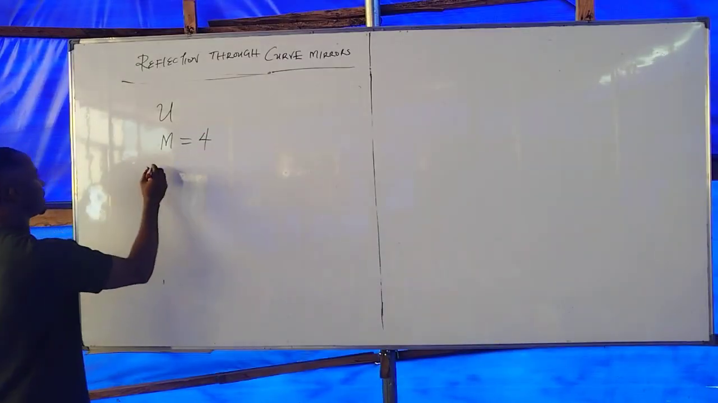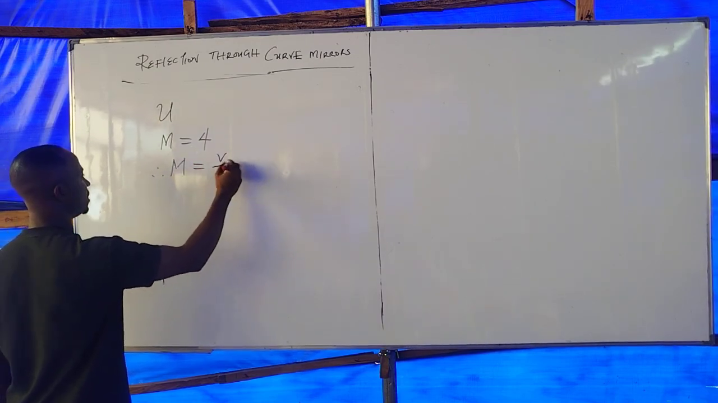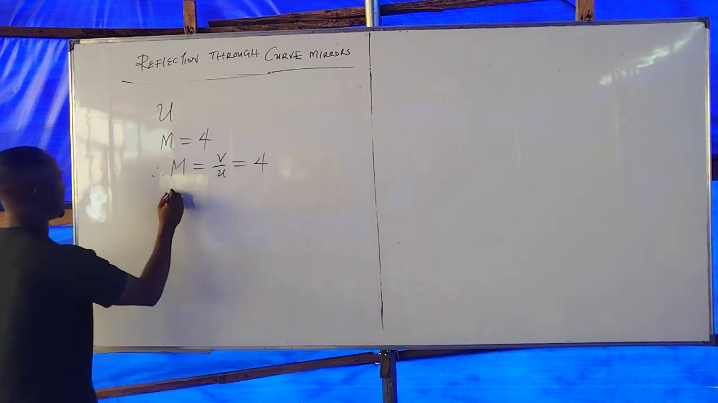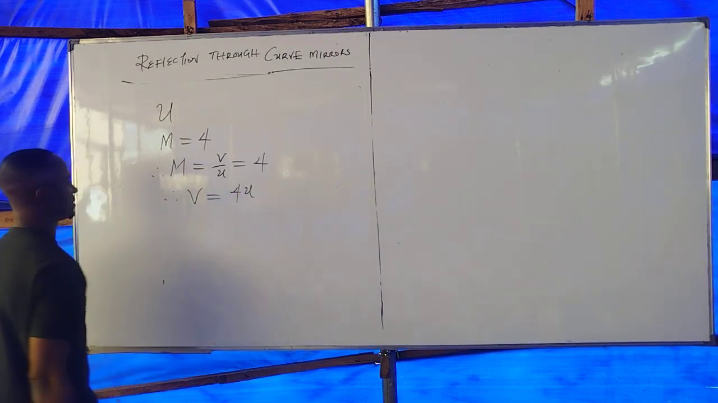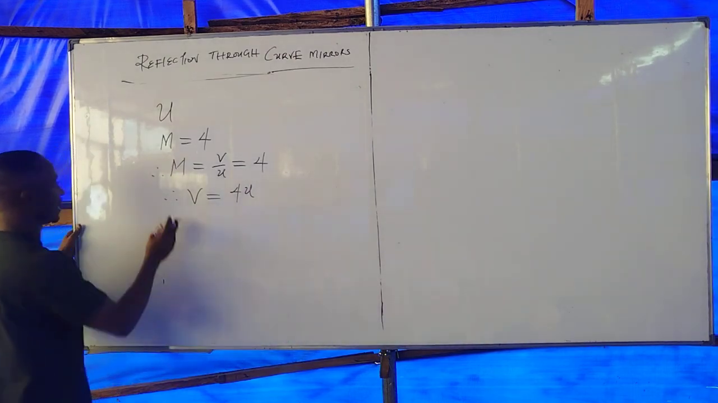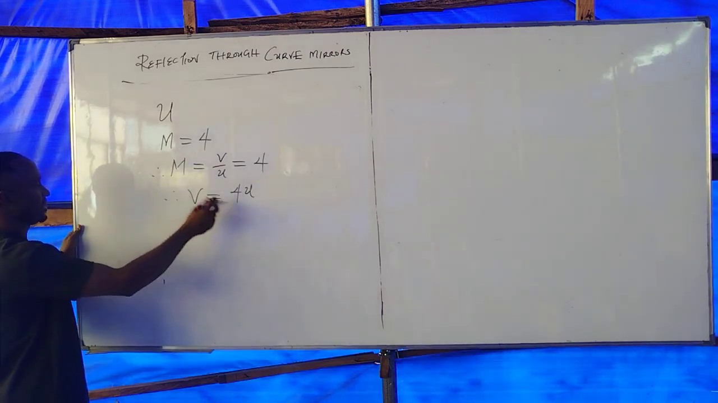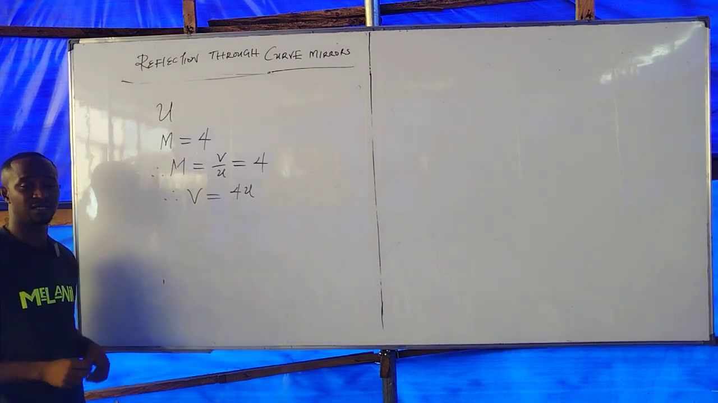Now we are told that magnification is 4. Recall that we said that our m is equals to what? V over what? U. The whole of this is equals to what? 4. That means that our image should be what? 4 times what? The object. Don't forget this formula, this expression. Or we can just go ahead and say our V equals to what? 4 times what? U. Like we saw in the previous example, right?